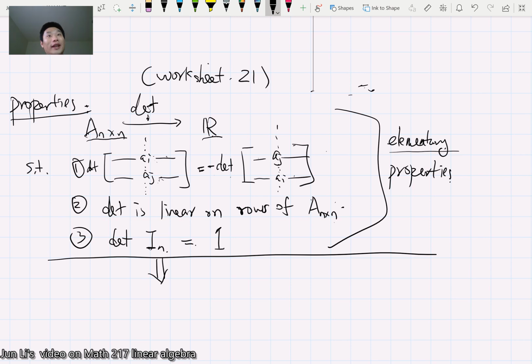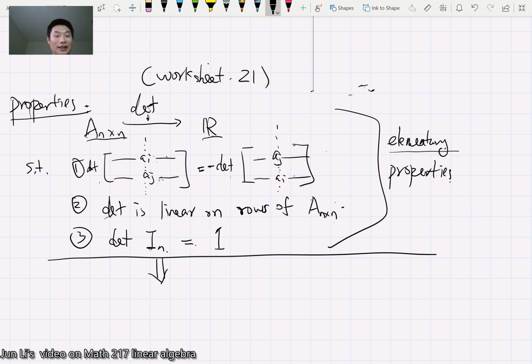All right. Then the second thing is that the determinant is linear on each row of this matrix. So if I replace AI by 2AI, I get twice the determinant. If I replace AI by AI plus BI, then I get the determinant of the matrix with AI, everything else being the same, plus the determinant with BI here, everything else being the same.